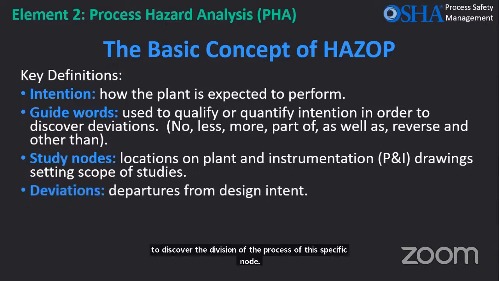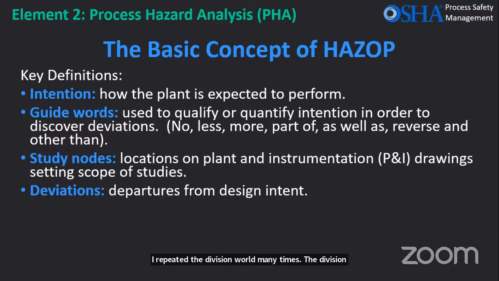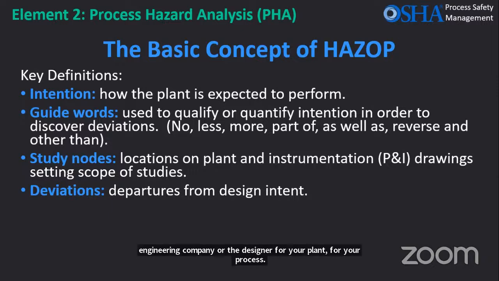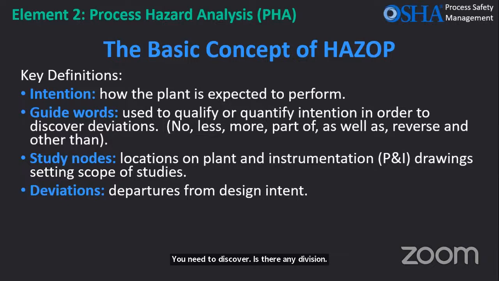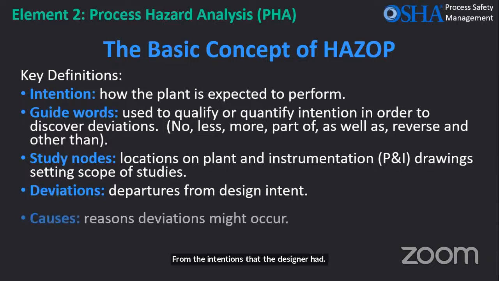What is a deviation? I repeated the word deviation many times. Deviation is a departure from design intention. The designers, the engineering company or the designer for your plant, for your process, already initiated a specific design. You need to know, is there any departure from the initial design or not? You need to discover if there is any deviation from the intentions that the designer put for your plant.